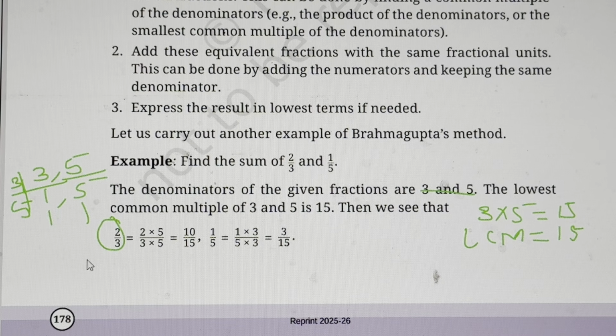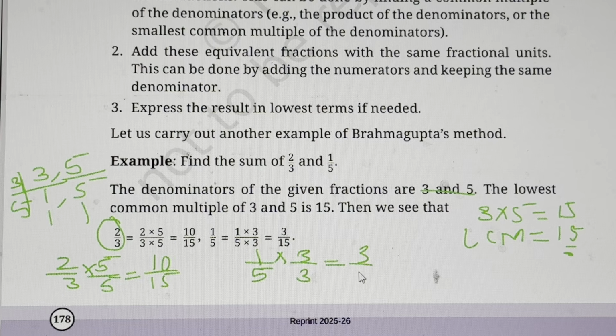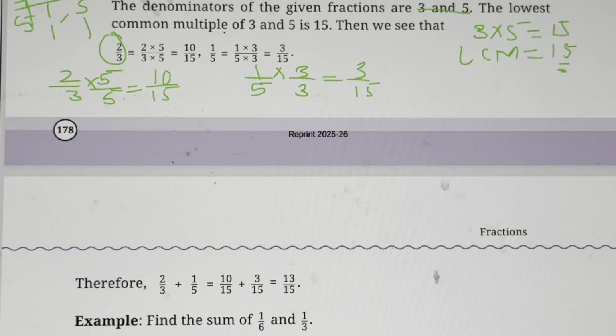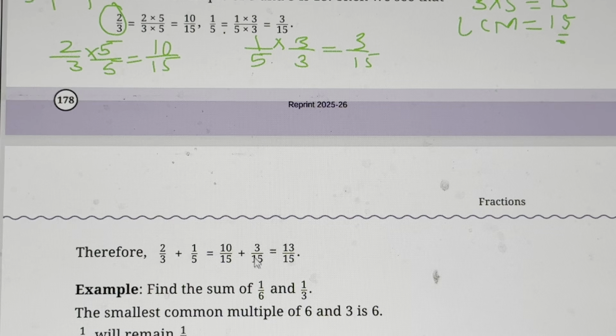So you take the first fraction 2 upon 3 and convert it into 15 as denominator. So 3 5s are 15, so we multiplied by 5. So this becomes 10 upon 15, right? Then the other fraction is 1 upon 5. Now here 5 3s are 15. Our target is to make the denominator 15. So we multiplied by 3. So 3 upon 15. So this is 10 upon 15, this is 3 upon 15. So now once the denominator is same, it's easy to add. So you get 10 plus 3, that is 13 upon 15.